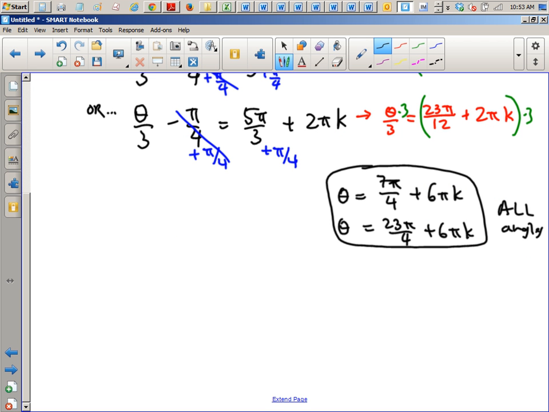If you want to put it in degrees, you can. Doesn't matter. But be careful with that 23 pi over 4. I don't think that's between 0 and 2 pi. 2 pi is 8 pi over 4. Only the first answer, 7 pi over 4, is small enough to be considered between 0 and 360.